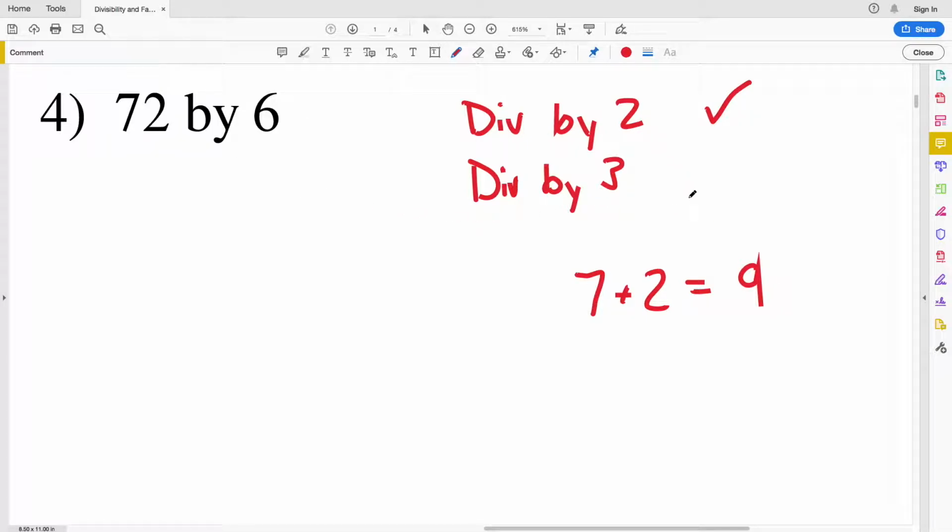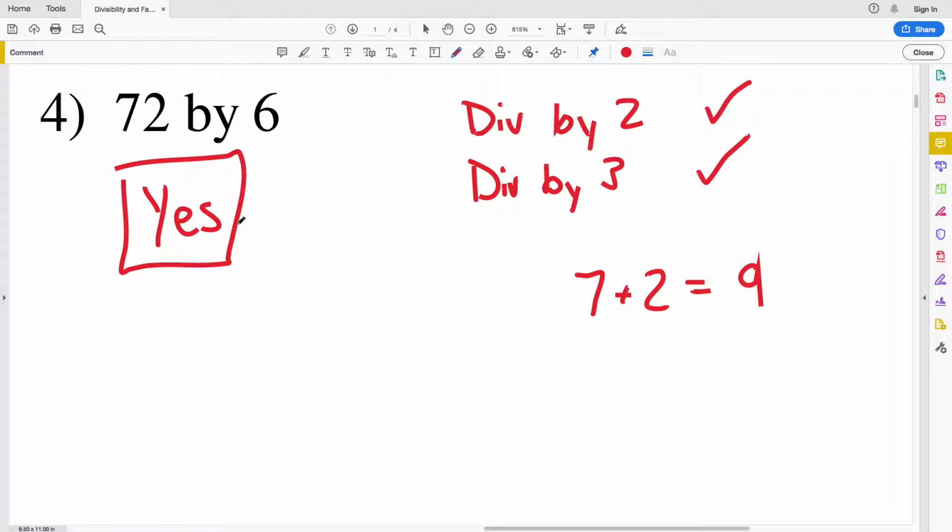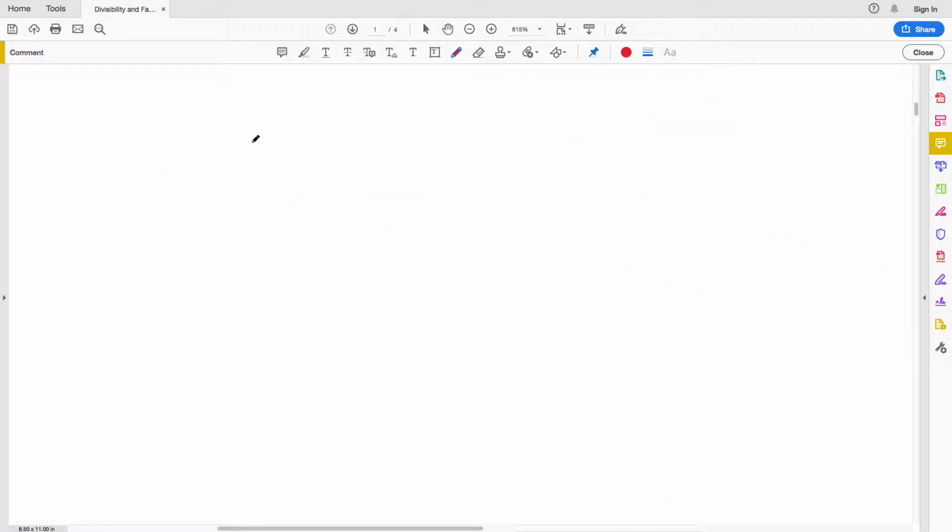So in number 4, 72 is both divisible by 2 and, check, it's divisible by 3. Therefore, because it's divisible by both of those, and that's the criteria for being divisible by 6, our answer is yes for number 4. It is indeed divisible by 6. So let's continue on to number 5.